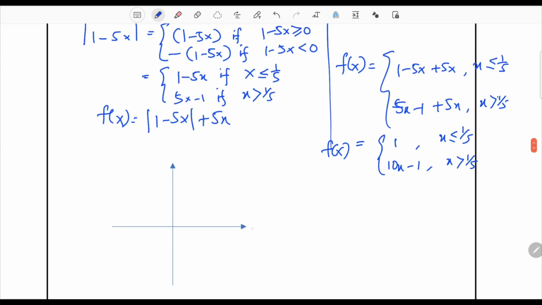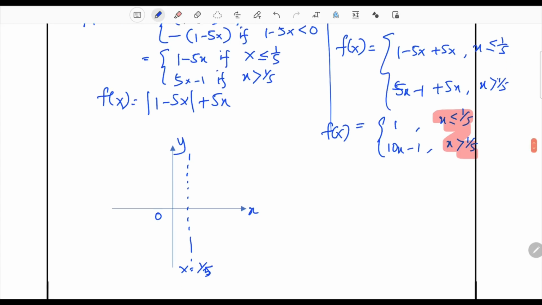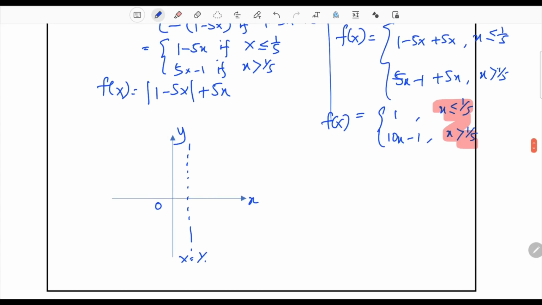So next we need to sketch. This is your x-axis, y-axis, and the origin. You need to identify where x equals 1 over 5. Let's say somewhere here. Make sure you use your ruler and write it nicely. Before 1 over 5, everything is 1, so draw the line. This is 1, and you have the equal sign there. And then after 1 over 5, the curve will be 10x minus 1.